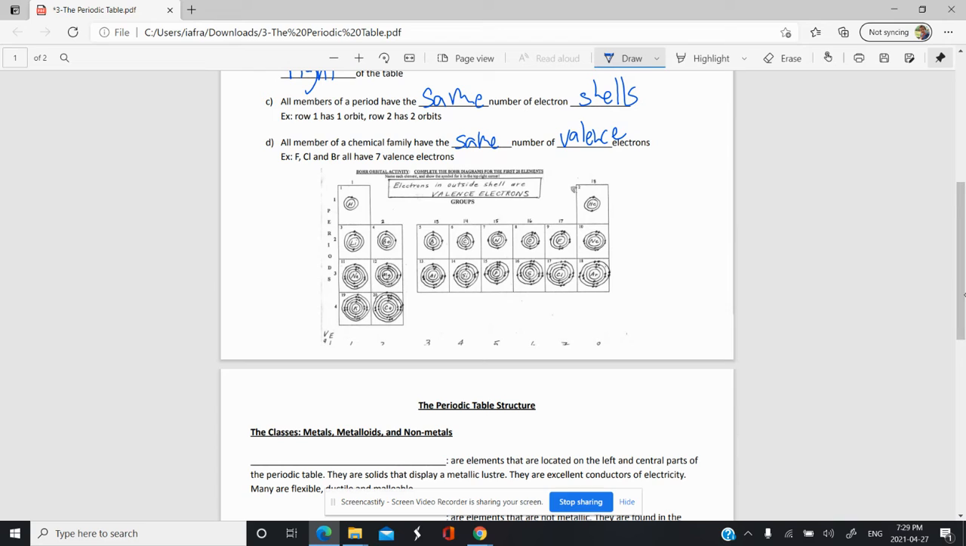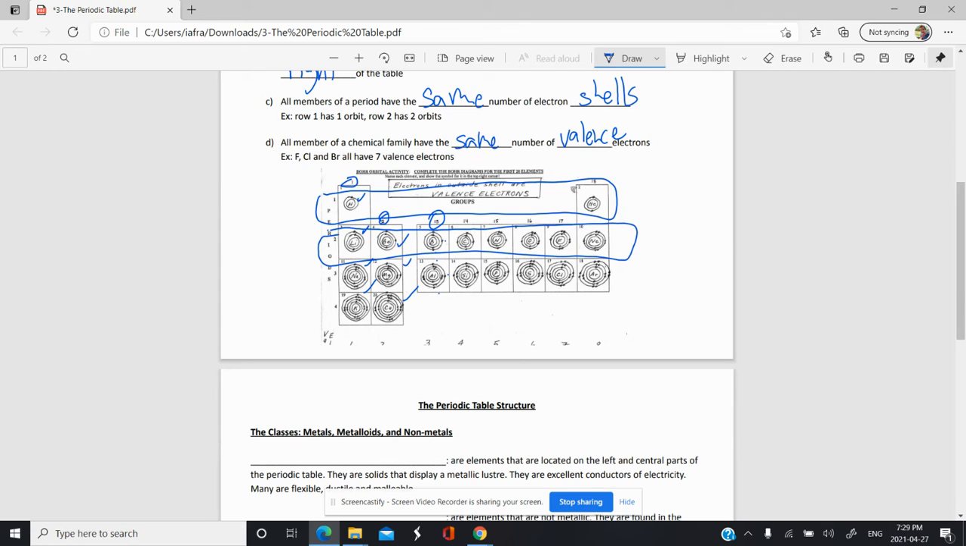So you can see over here, group 1, they all have 1 valence electron. Group 2, they all have 2 valence electrons. Group 13, they all have 3 valence electrons. And then it continues that way. In period 1, they all have 1 shell. In period 2, they all have 2 shells.